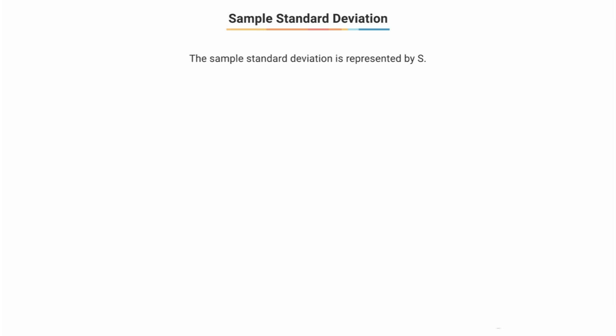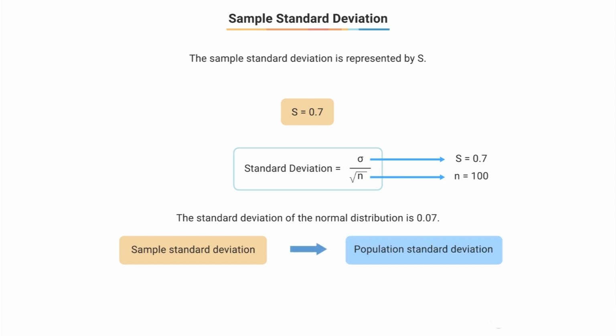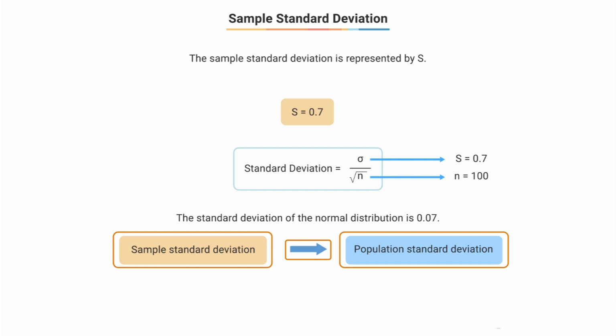The sample standard deviation is represented by S, which we found out to be 0.7. Hence, replacing S in the formula and replacing n with 100, which is the sample size, we get the standard deviation of the normal distribution as 0.07. Note that here we are using the sample standard deviation as a substitute for the population standard deviation. This is something we do since in most cases we will not know the population standard deviation.